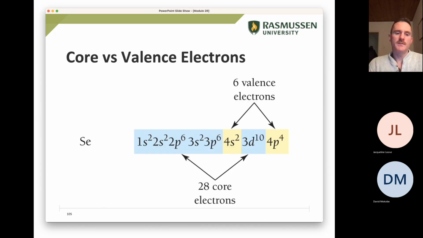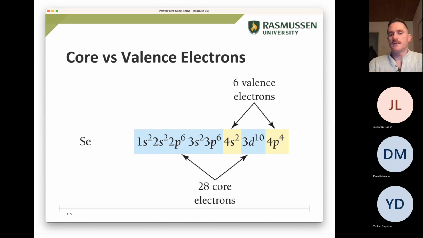So don't get confused if you see something like selenium, for example. 3d electrons in selenium are actually higher in energy than the 4s2 electrons, right? They just are. It's a weird quirk of the d orbitals when you start getting up in energy. Doesn't matter. The valence electrons are still the ones in the fourth principal quantum number. It's the most important one when determining whether something is a valence electron or a core electron. So selenium has 6 valence electrons. It doesn't have 16 or 12 or whatever you might think here.